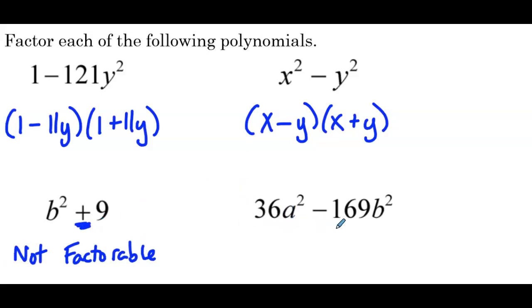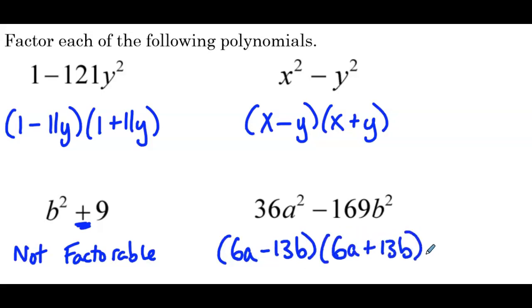36a squared minus 169b squared. Okay, so we have two perfect square terms, and we're taking the difference. So the square root of the first term would be 6a. Square root of the second term is going to be 13b. So our first factor is 6a minus 13b. And then the conjugate, 6a plus 13b. There we have the factoring of 36a squared minus 169b squared.